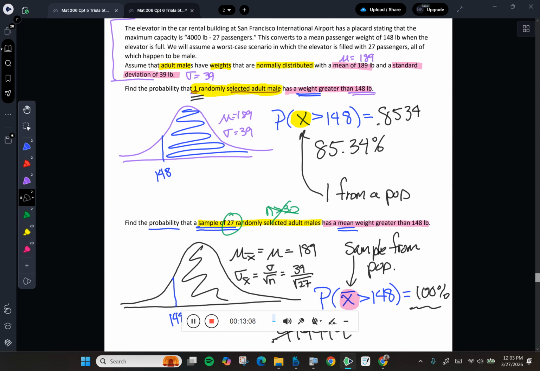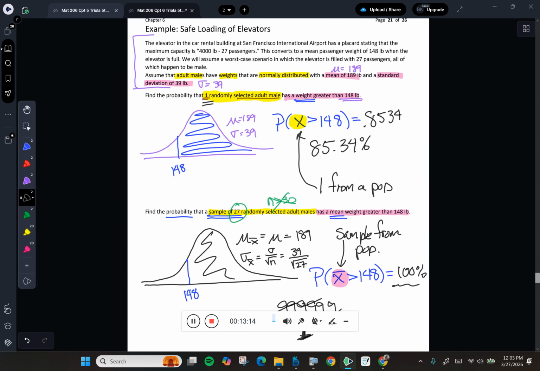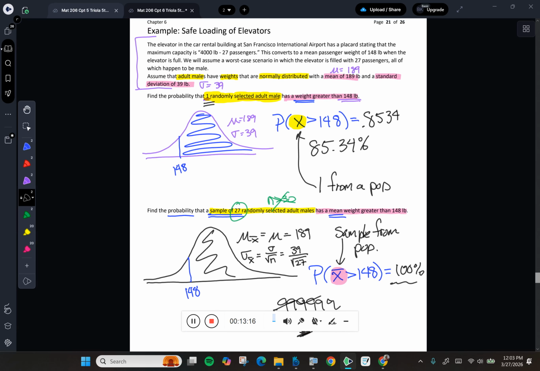All right, but bigger picture. Don't worry about elevators here. Do you see the significant difference between these two problems? One is asking about a single individual from a population. One is asking about a group, a sample from a population. The math is the same. We use that normal CDF command both ways. It's just what numbers am I putting in? Specifically, what changes am I making to standard deviations? Because that's the one that changes.